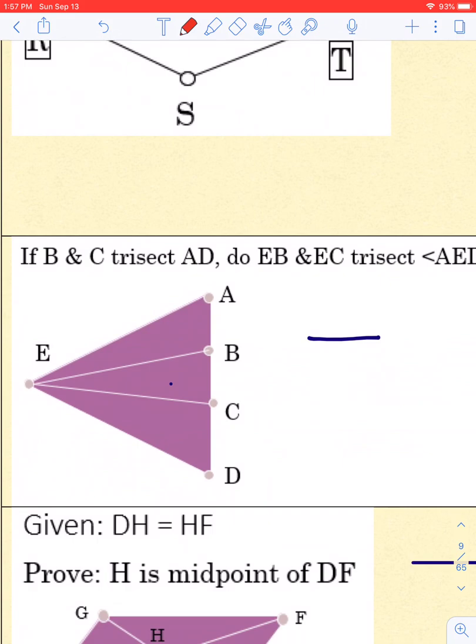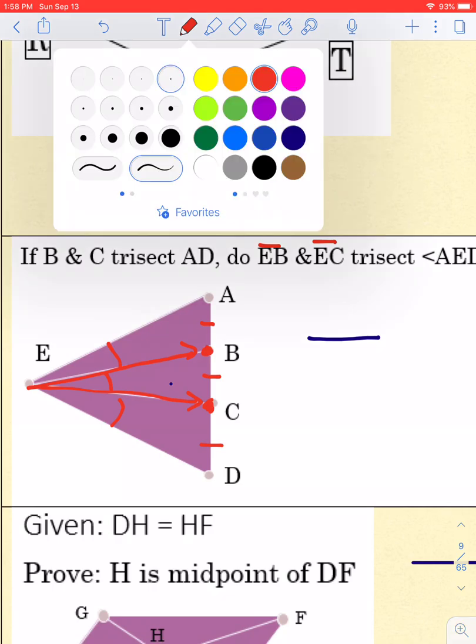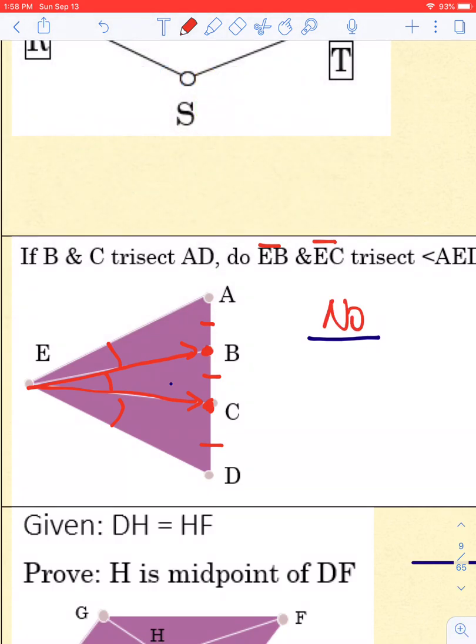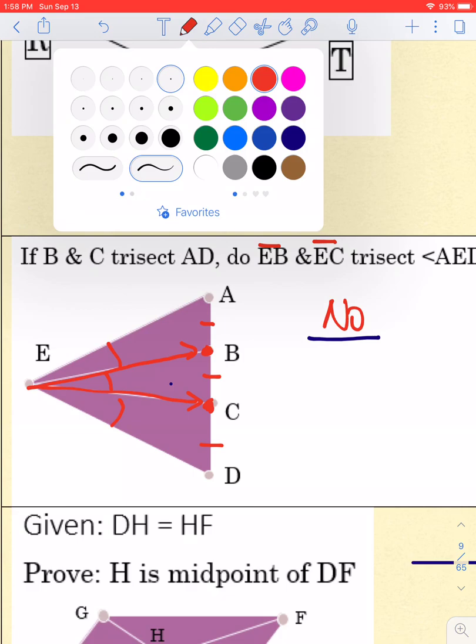Here's a tricky question. If B and C trisect AD, does that mean that this ray and this ray or segment trisect the angle? Meaning, are these angles the same? It is tempting to say yes. I'm going to show you here why our answer is actually no, it doesn't. Maybe you can see it.